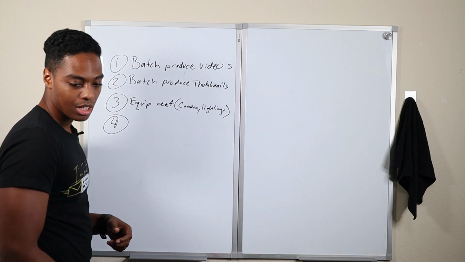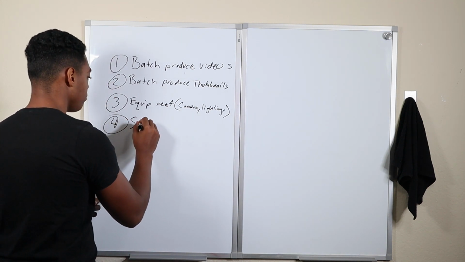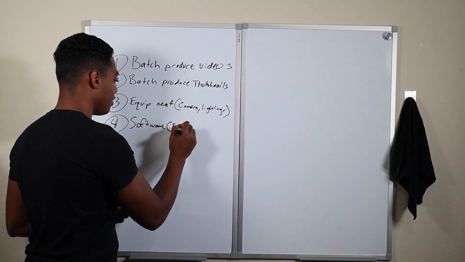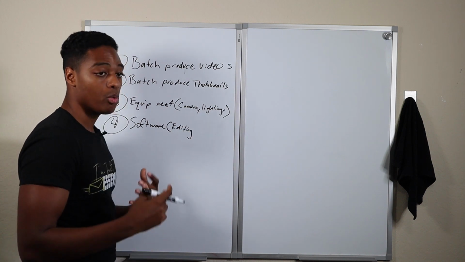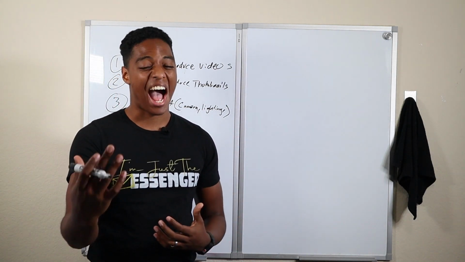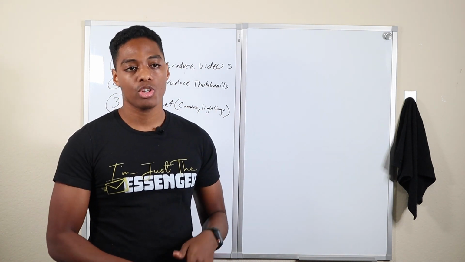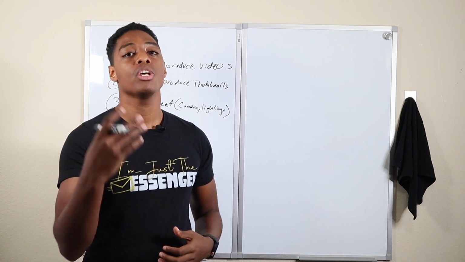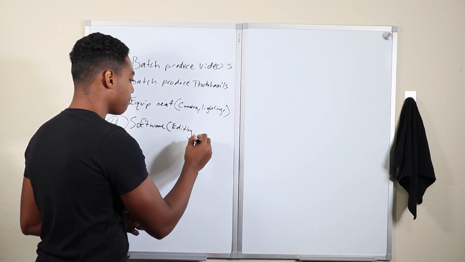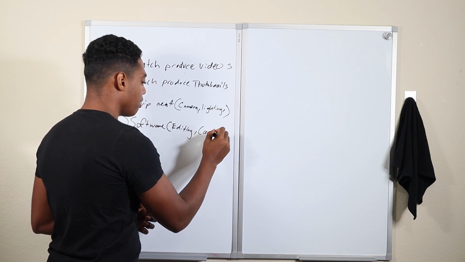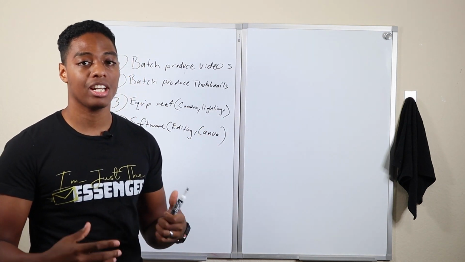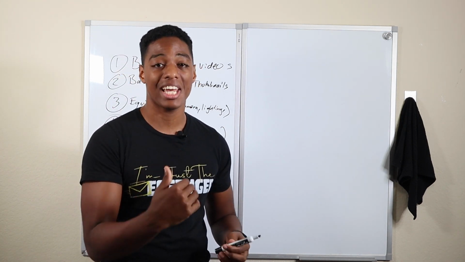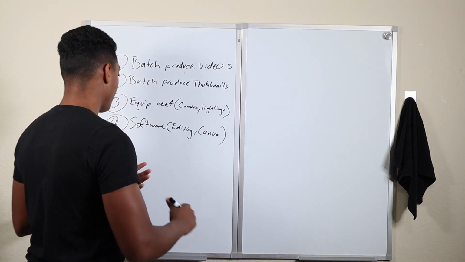So number 4 is your software. This will be used for editing. If you're with Apple, iMovie is a great place to go. And as far as your thumbnails and all of the content that you're creating on social media, you can use Canva, which is a great place to go. Canva is free, so anybody can use it, and you can use it to really create amazing thumbnails. So make sure that you check Canva out and use it to benefit you.